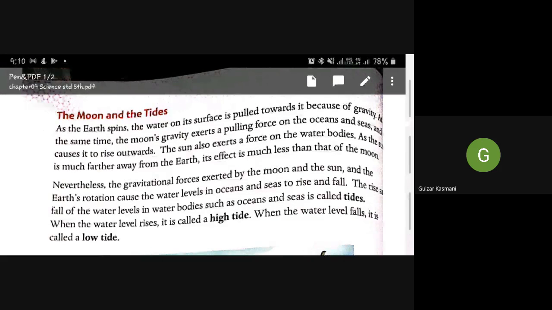So because of the force and gravity, the force of the moon and the gravity of the earth, the tides are forming.